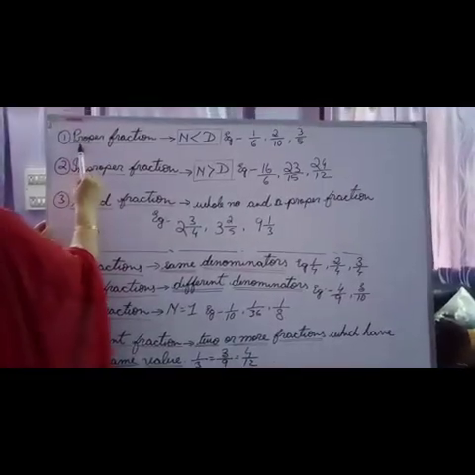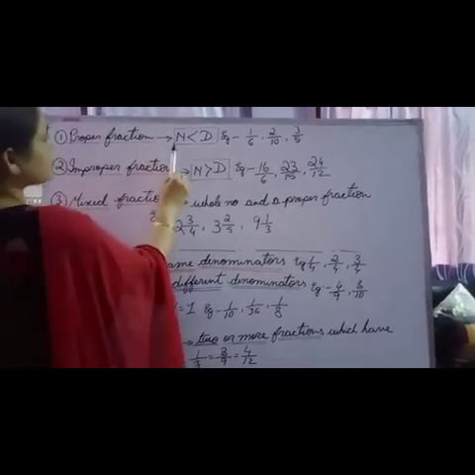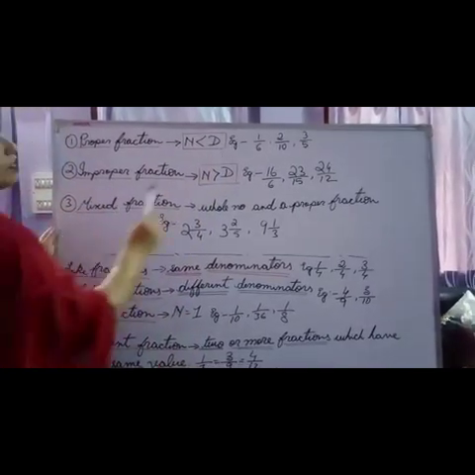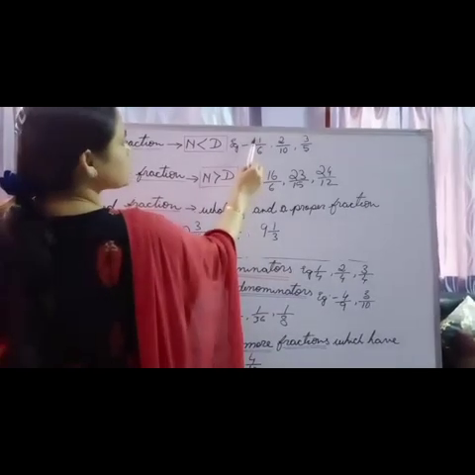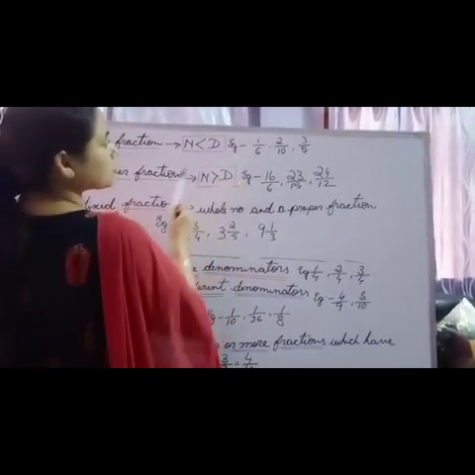Okay children, now what is a proper fraction? A proper fraction is a fraction where the numerator is smaller than the denominator. For example, 1 by 6. So 1 is the numerator, 6 is the denominator. So 1 is smaller than 6.